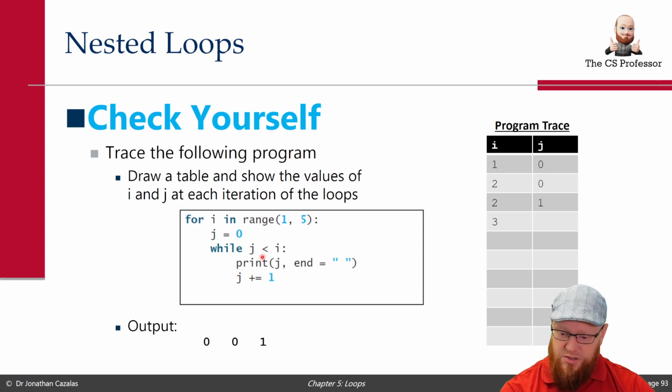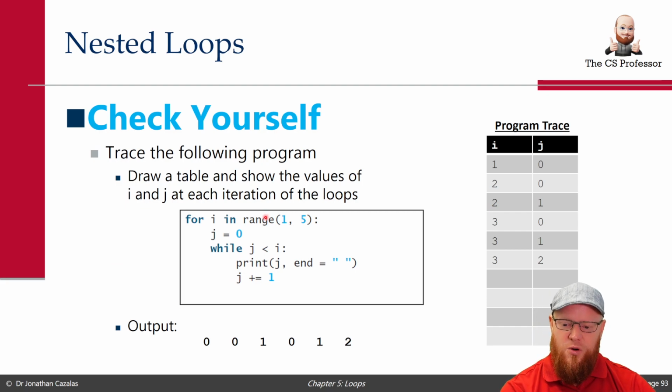Now we come back up and i becomes 3. j is 0. Is 0 less than 3? It is. Print j, which is 0. Increment j, j becomes 1. Is 1 less than 3? It is. Print j, which is now 1. And we increment j to 2. So now we're at i is 3 and j is 2. Is 2 less than 3? It is. Print j, 2. Increment j to now 3. While 3 is less than 3, that is false. j becomes 3, 3 is not less than 3. That's false. We finish this while loop.